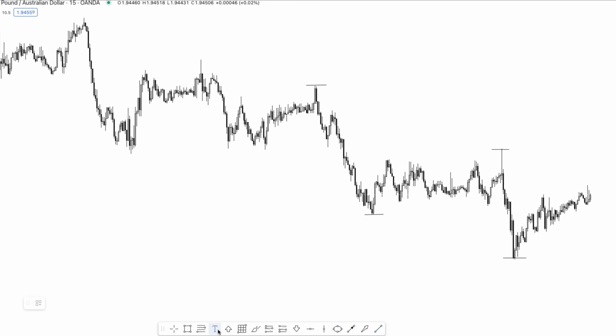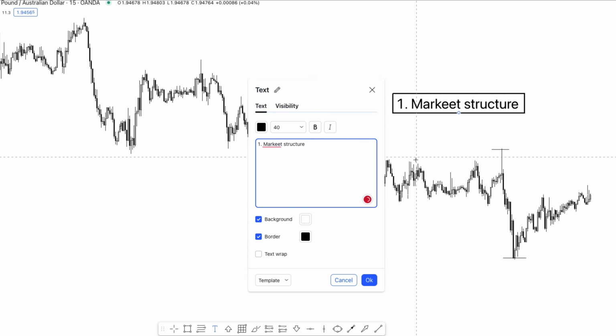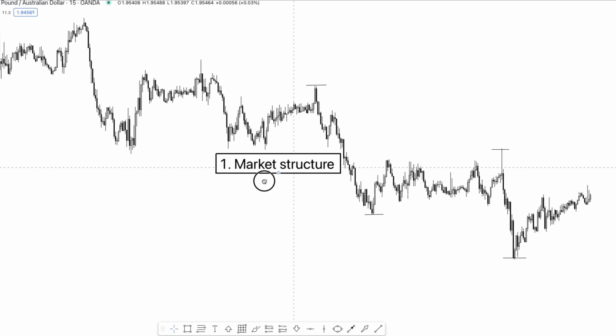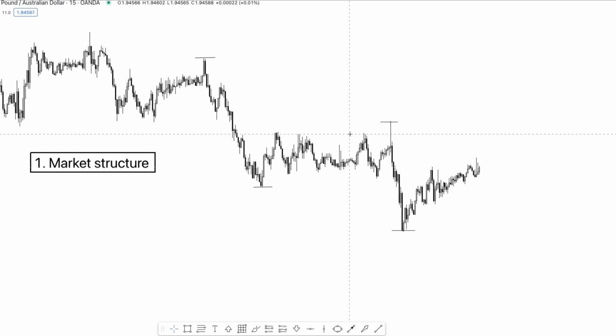Now, once we have our market structure, I'm going to write that step down. All right, sorry about that. That's our first step, okay? So we have our first step done. We have our market structure. We have 2 lower lows and 2 lower highs.